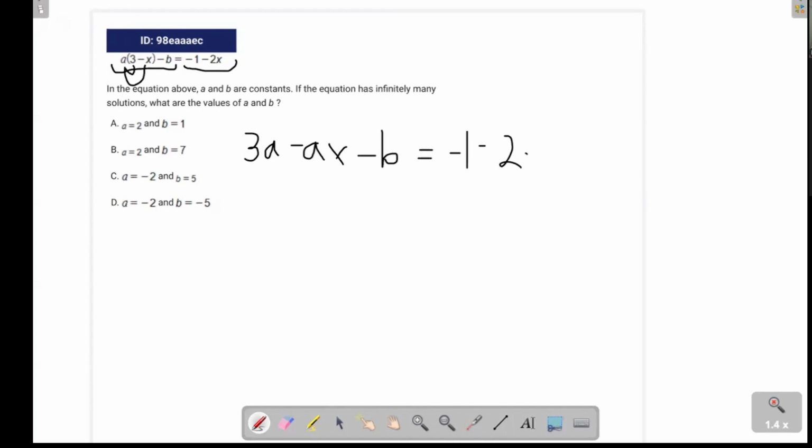What we first must identify is which parts are the slopes and which parts are the y-intercepts. This 2x right here, along with this negative ax, are going to be our slopes.